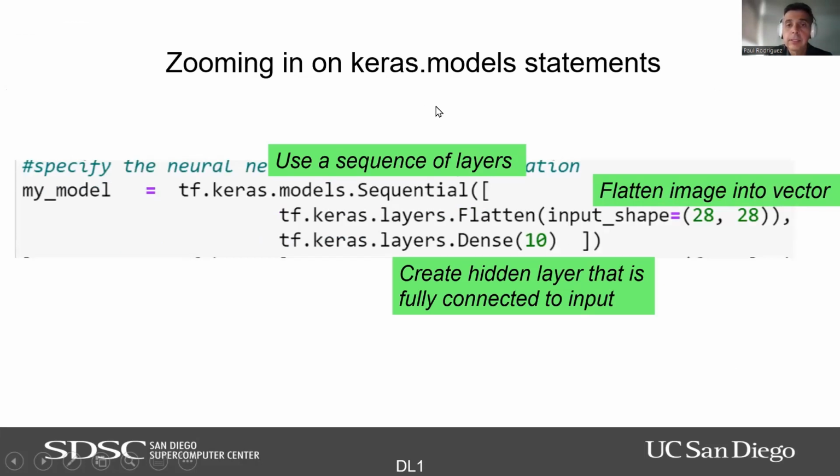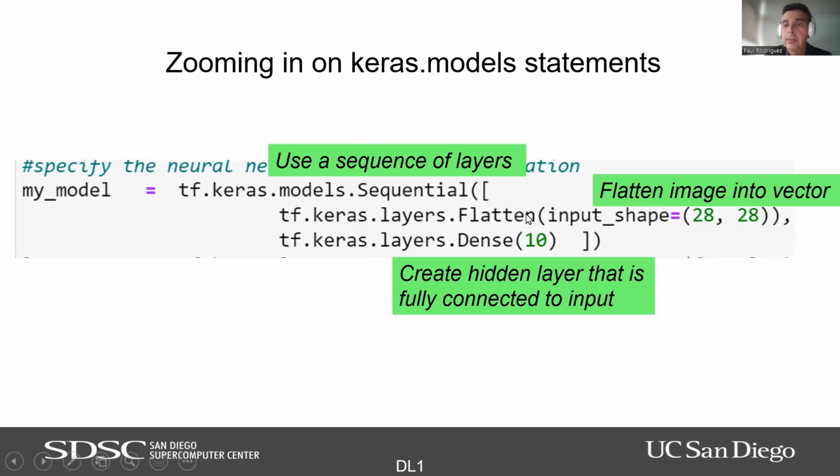So let's zoom in on some of these model statements. Here, this is a Keras models Sequential. There's two kinds of model building: one is sequential and one is using a functional. We're going to talk about the functional more later. But the sequential is basically saying, I'm going to set up a model where each layer feeds into the next layer. So it's not as complicated an architecture as we could do. We're using a sequence of layers.